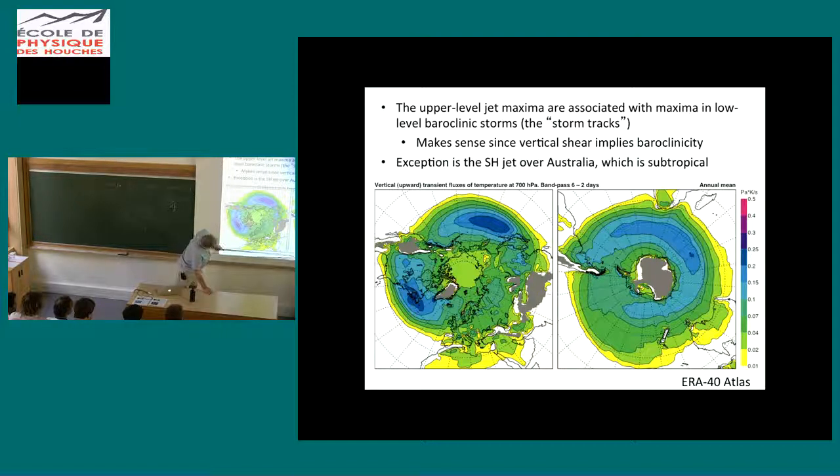I have a hard time seeing it. It's down here, isn't it? Yeah, you need to get away from the screen. So the Australian jet is a subtropical feature. It's not connected to a storm track.